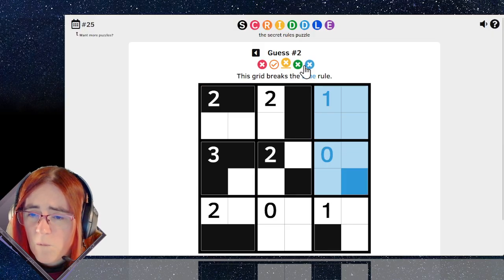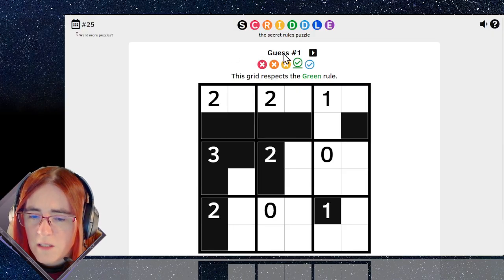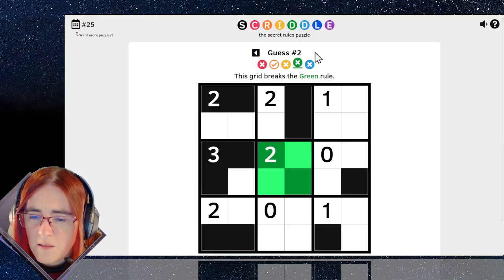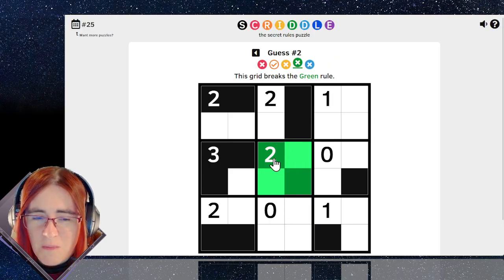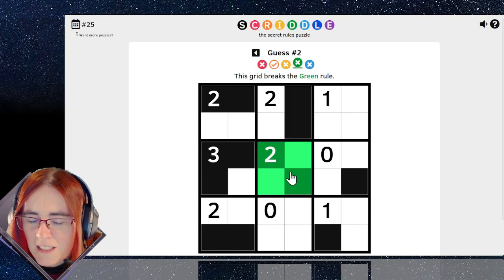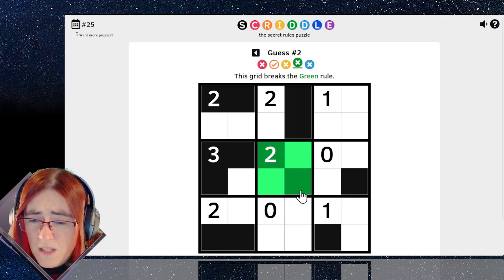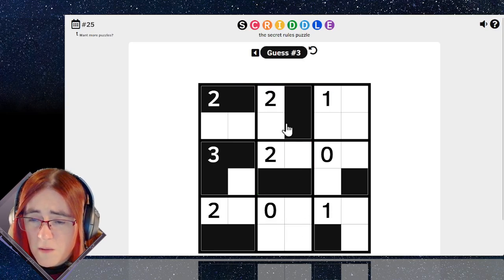What could the green rule be? I mean, maybe it's no checkerboards. Does seem to apply to rooms. Might just do that and put these back the way we think they should be.